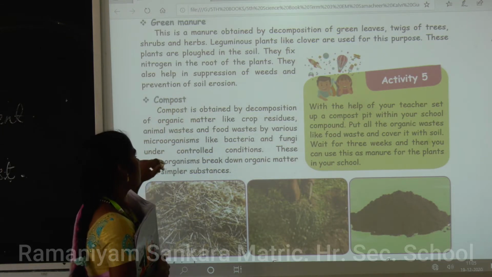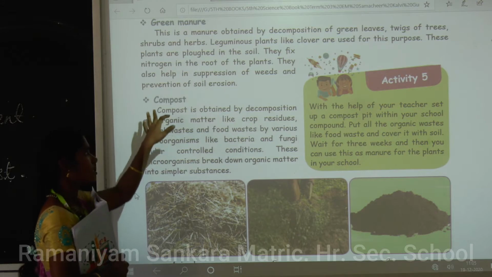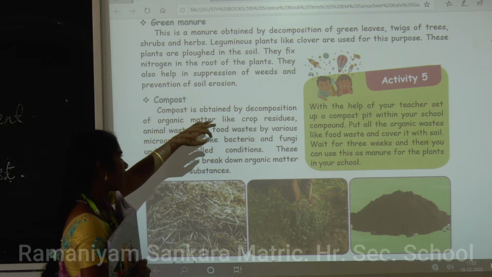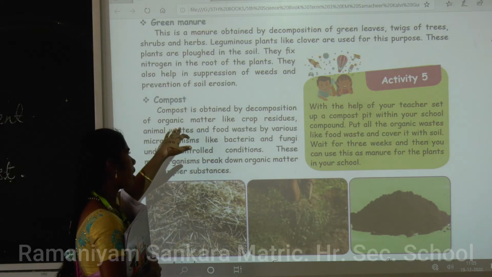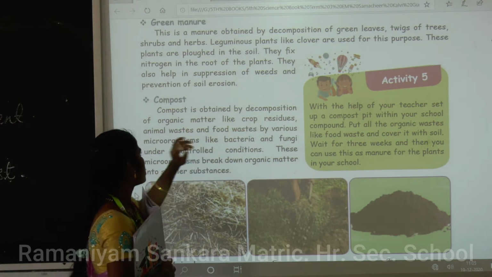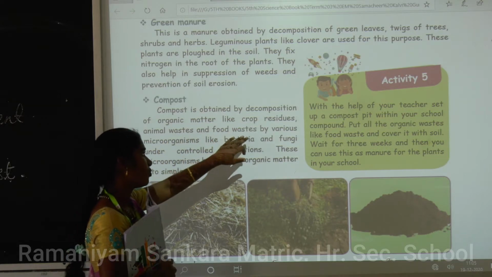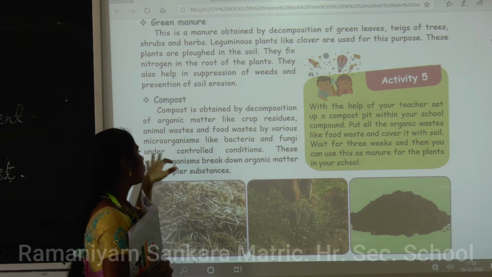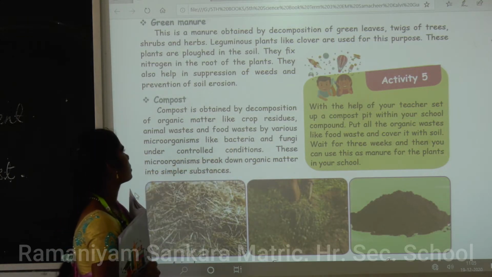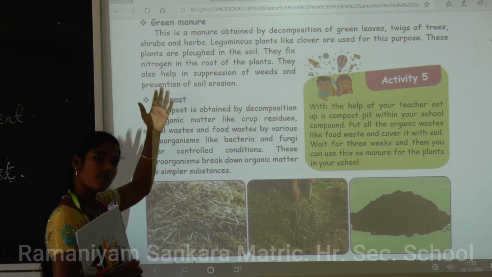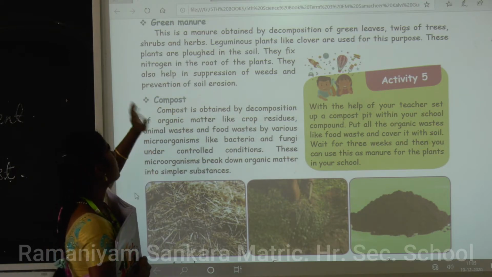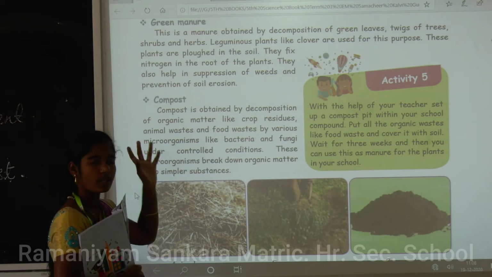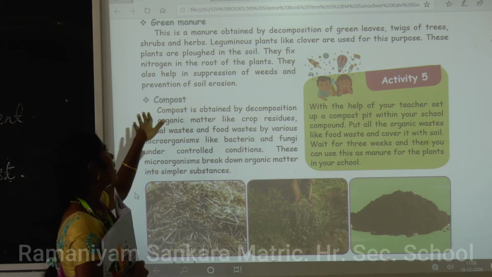ஓகே, next one is compost. Compost இதை வந்து தொழு உரம் அப்படின்னு சொல்லுவாங்க. Compost is obtained by decomposition of organic matter like crop residues, animal waste and food waste by various microorganisms like bacteria and fungi under controlled conditions. Okay, so compost என்றது for both animal manure and green manure எல்லாத்தையுமே சேர்த்து டீகம்போஸ் பண்ணி கிடைக்கக்கூடியது தான் that is called compost.